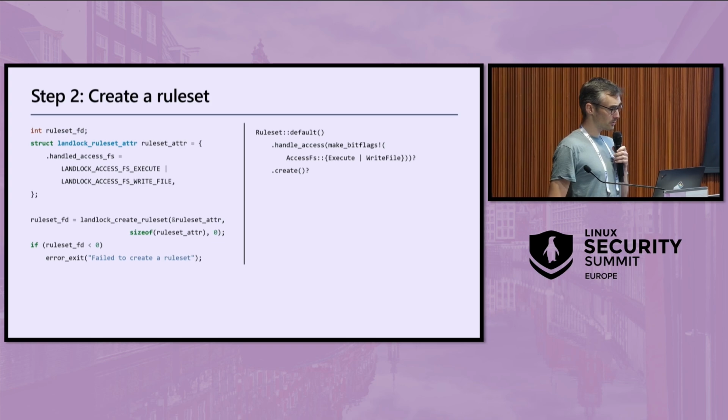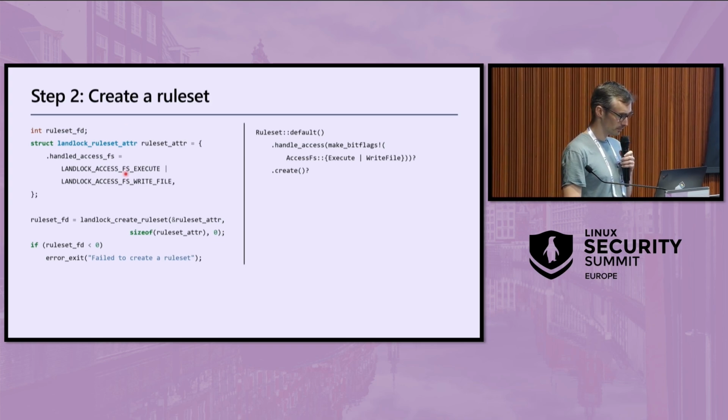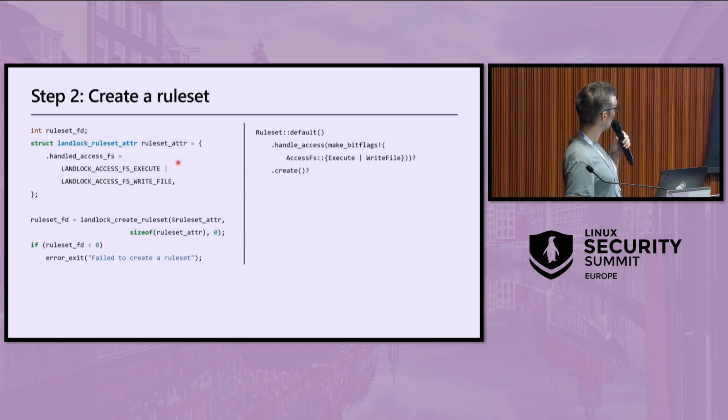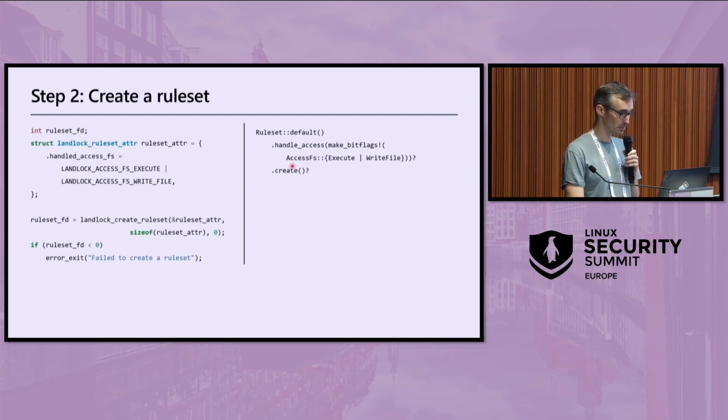So, as I said, first you need to create a rule set. At the left, you can see the C code. At the right, the Rust code. The Rust code is much simpler to use, less verbose, let's say. So we define what will be handled, so what will be denied by default, and then you create a rule set.